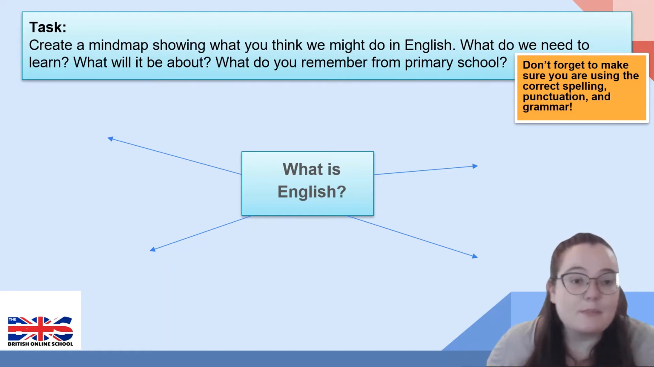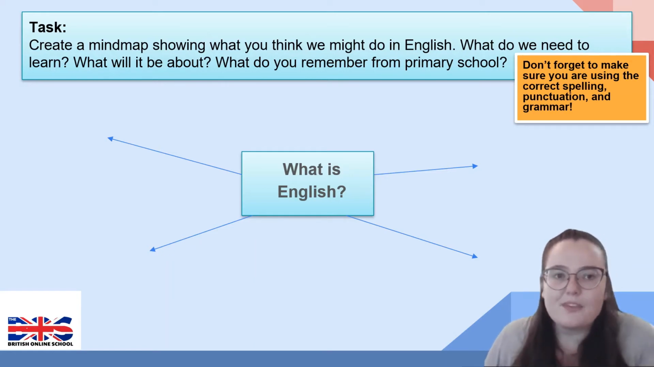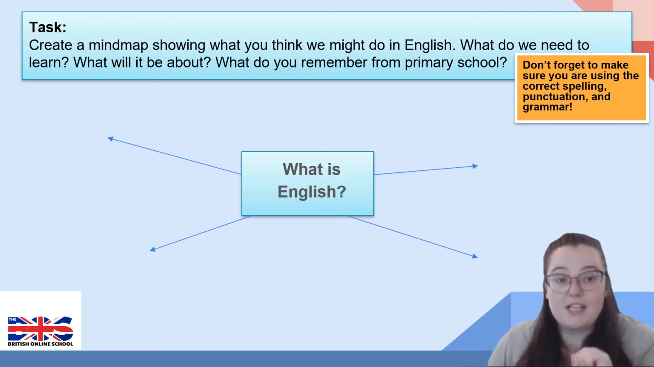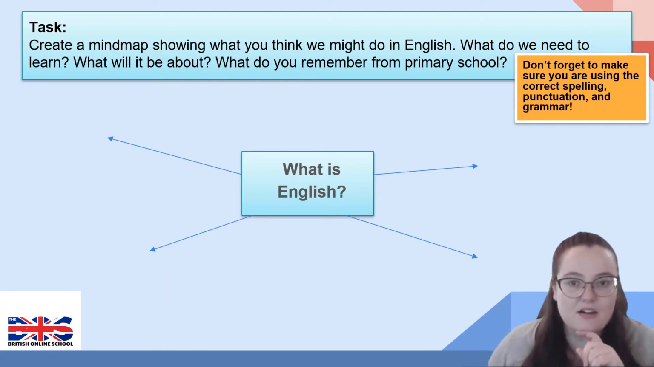Okay, so this could be English language. It could be English literature. All right, those might be 2 things you put on your mind map. Now, I want you to make sure that you are using the correct spelling, punctuation, and grammar when you are making this mind map, okay? You can either do this on paper on your own, or you can use the worksheets that has been provided along with this video to work through it. But what I would like you to do now is to pause the video and spend 5 minutes working on this task. Okay, so pause the video now and then come back to it.